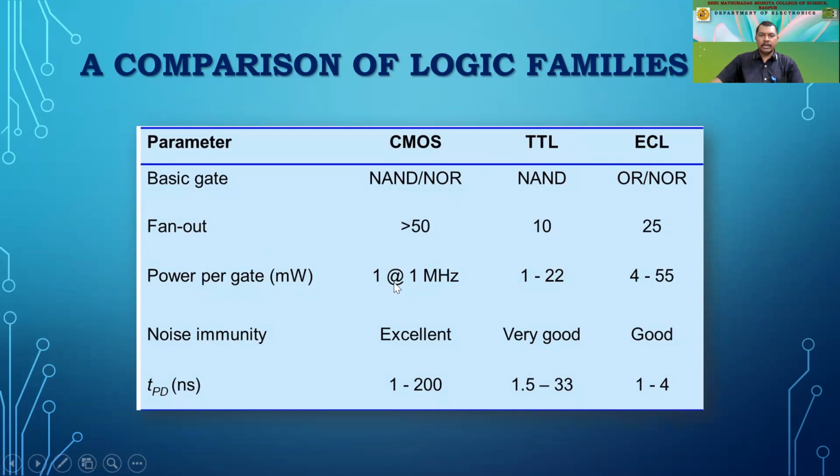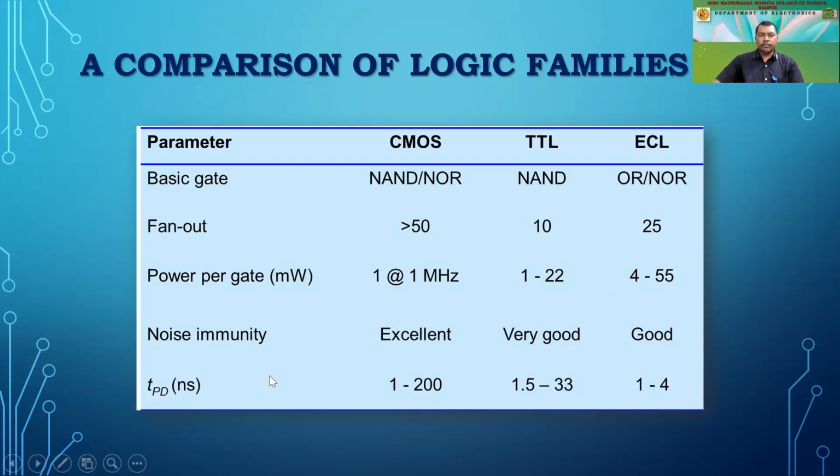So it's working on 1 megahertz, and the power is around 1 milliwatt. So this is 1 milliwatt, the 22 megahertz, and this is 4 milliwatt, then 55 megahertz. Noise immunity in CMOS is excellent, and TTL is very good, but ECL is having good, right? So it is very close to noise.